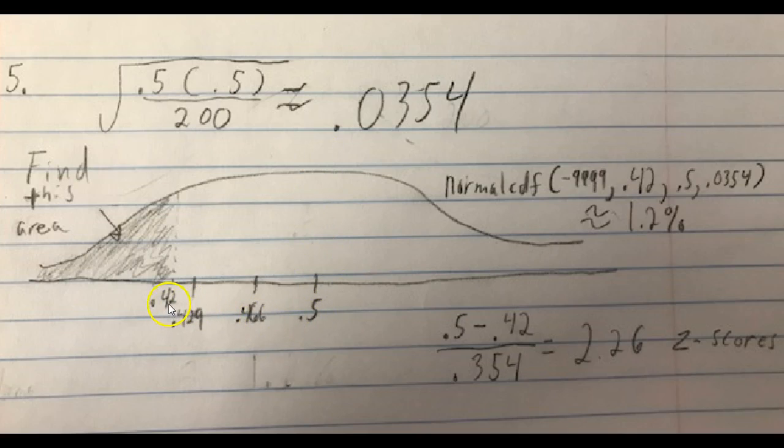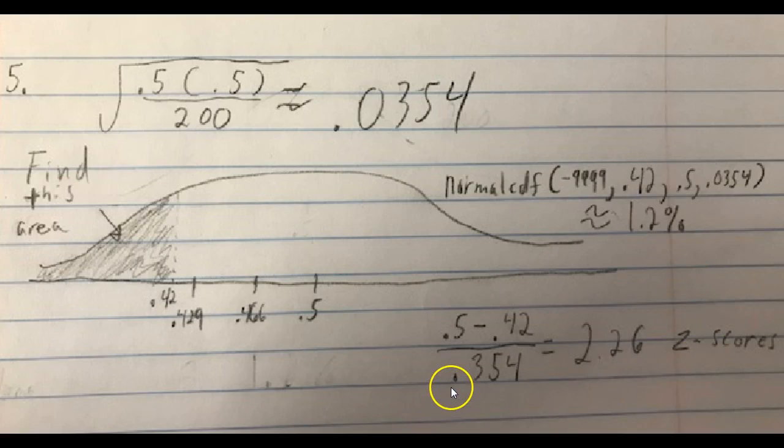And so we need to find our 0.42 and what the probability is that it will fall on this line or to the left here. So what we can do here is go to our normal CDF, use our negative infinity lower boundary, 0.42 upper boundary, 0.5, 0.0354. And what that gives us is that there is about a 1.2% chance of this happening. So I would say that is not impossible, however, it is somewhat unlikely.